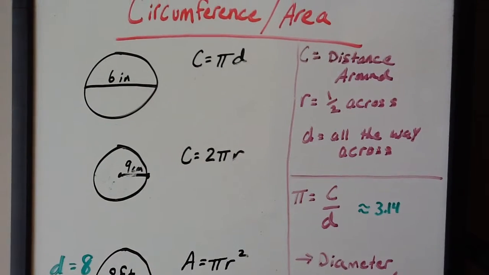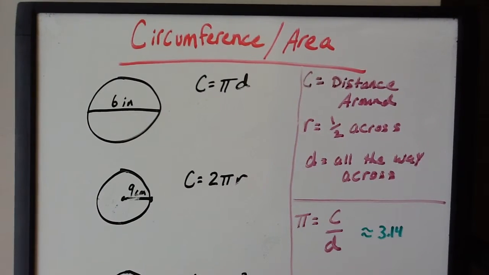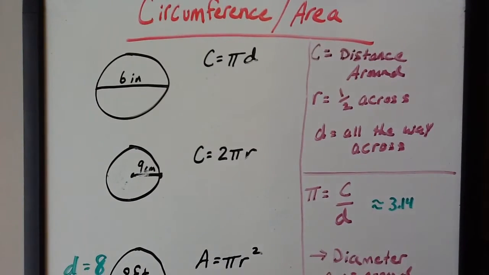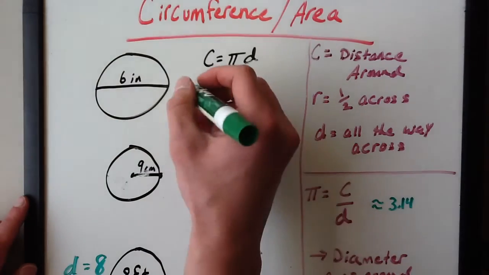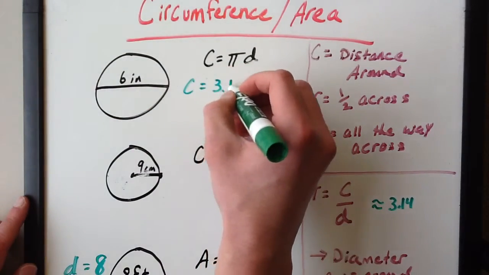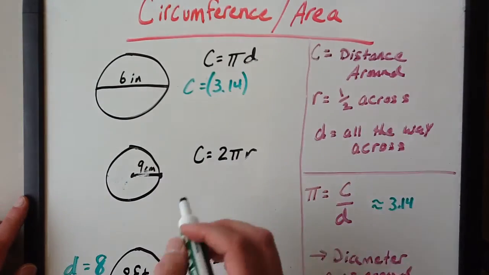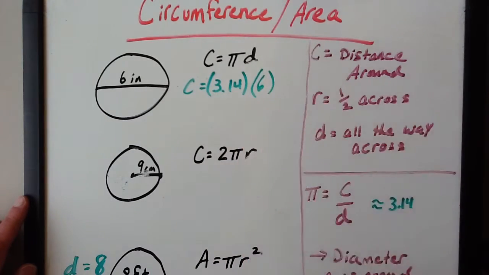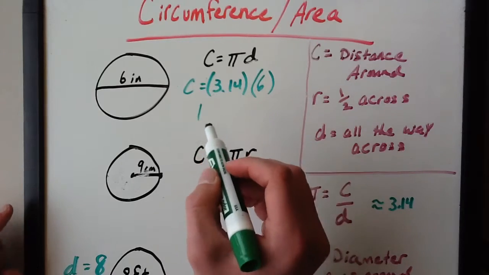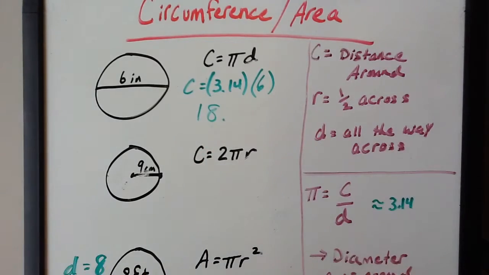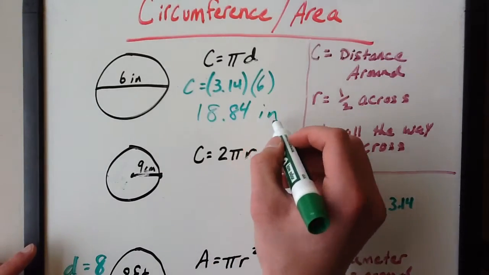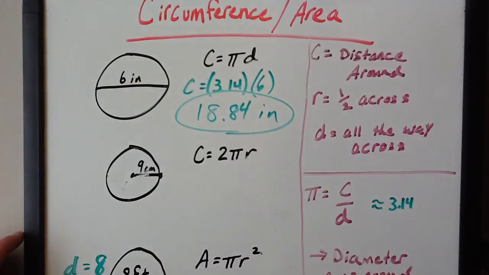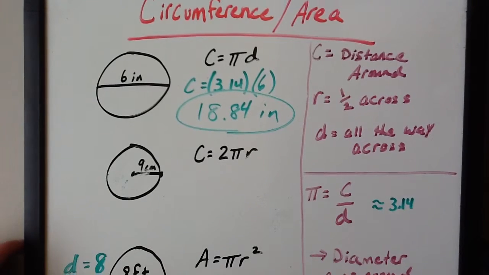Okay, so here we're going to give you a couple examples of how to find the circumference. To find the circumference of a circle, we take pi and multiply it by the diameter. So if we're given a circle and we know the diameter, which here is 6, I can find the circumference by doing pi, which is 3.14, times the diameter, which is 6, and I would get 18.84. And my unit is inches. That is the distance around the circle, 18.84 inches.